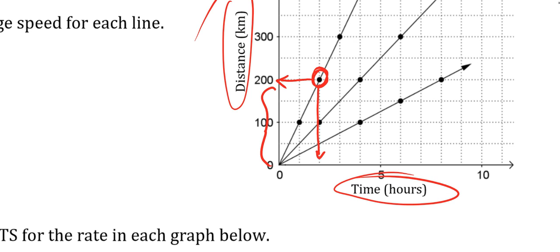This was starting at 0, wasn't it? So the distance that I traveled went from 0, where it started, up to 200, because that's the point that we picked. And it started at 0 time in hours and went to 2 hours. So the total change was 200 over 2.